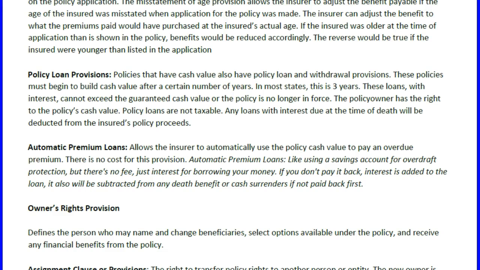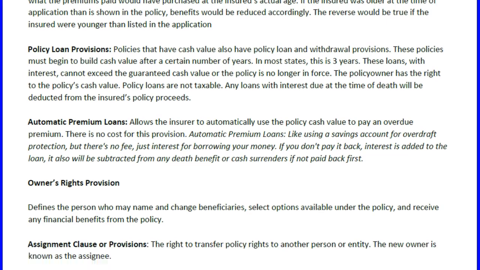Automatic premium loans: if you don't pay, it's kind of an overdraft. Policy loan provisions: policies that have cash value also have policy loan and withdrawal provisions. So you can just borrow from your own policy.